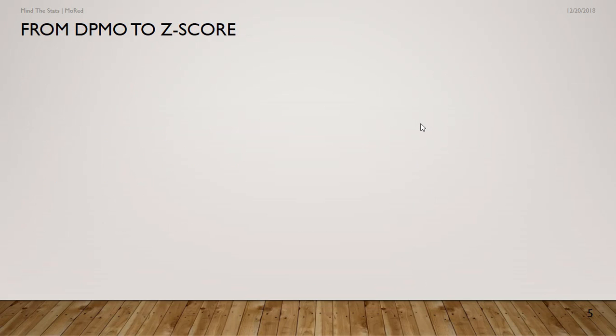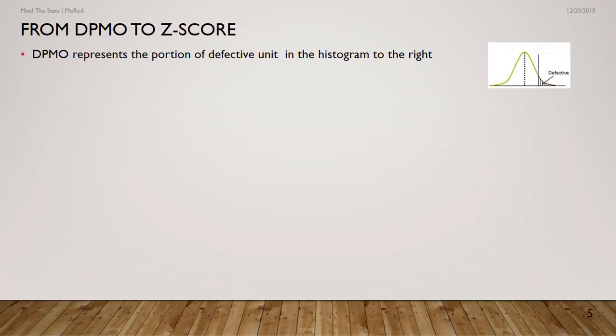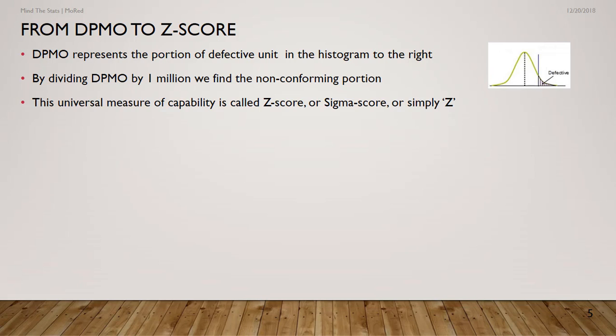So next I'm going to show you how you can go from DPMO to z-score. But first we need to understand what DPMO is and what z-score is. DPMO represents the portion of defects or defective units, and the histogram to the right here, the shaded area, that's the defective portion. If you take the DPMO value, like in earlier slides, 22,000 something, and you divide it by a million, you'll find the non-conforming portion.